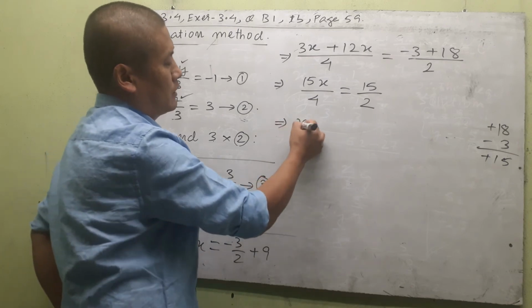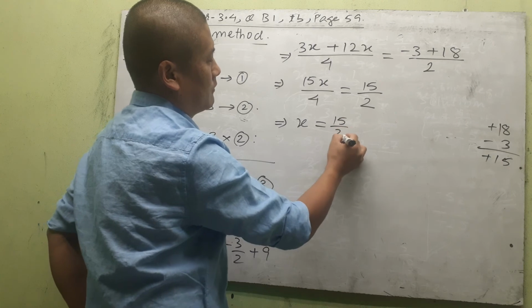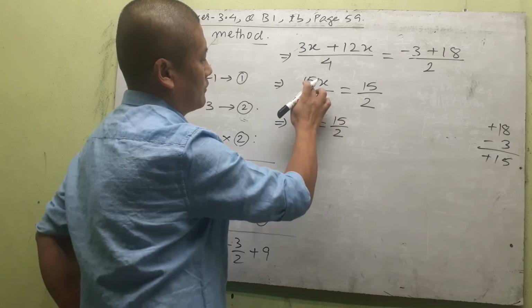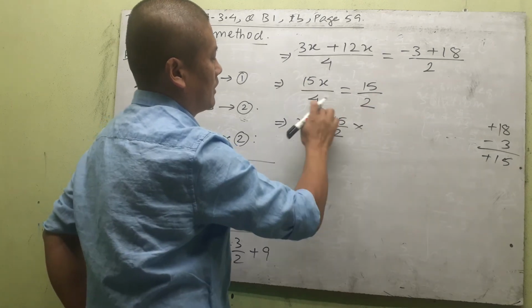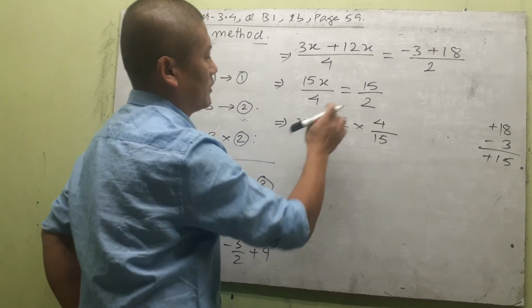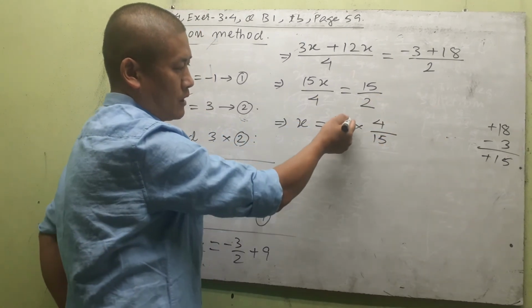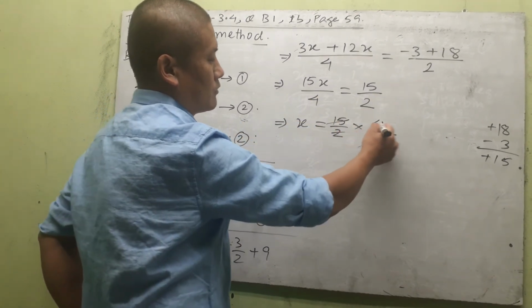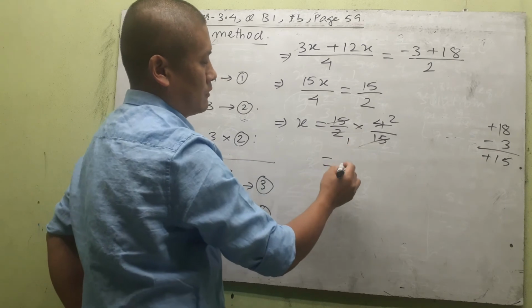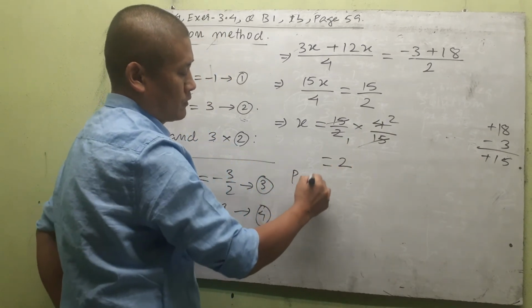Then we want to find x, so keep this x alone. Then 15 by 4. If you shift this 15 by 4 to the other side, then the denominator will go up and the numerator 15 will come down. 4 will go up, 15 will come down when you shift to the right side. That way this 15 cancels, and 2 2s are 4, 2 1s are 2, so x is equal to 2 by 1, means 2.